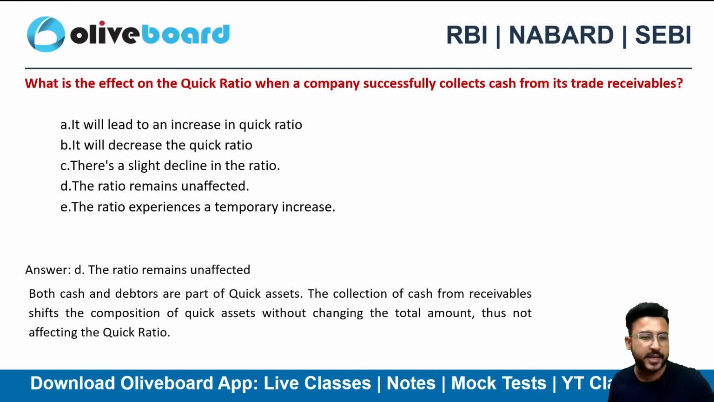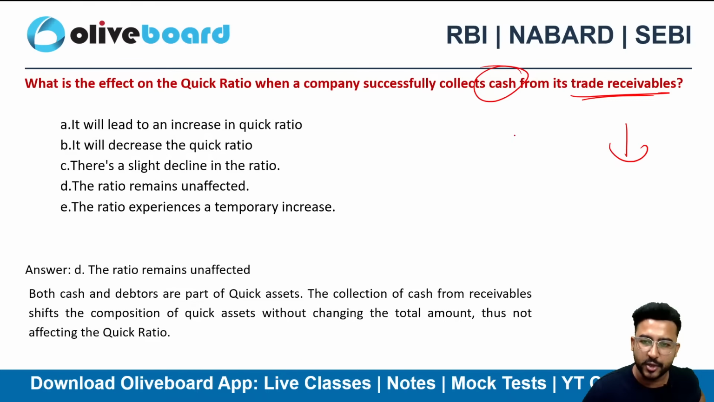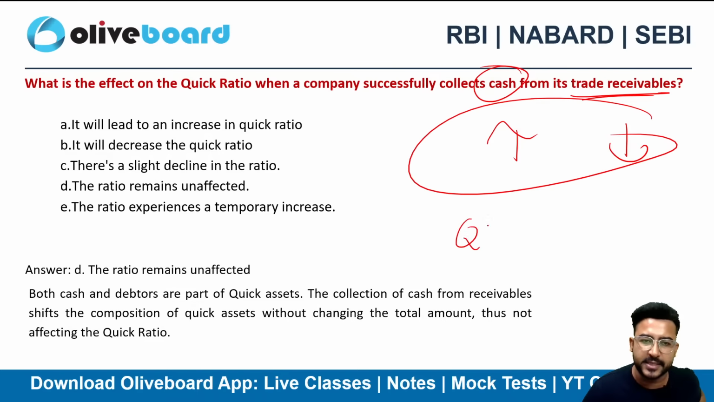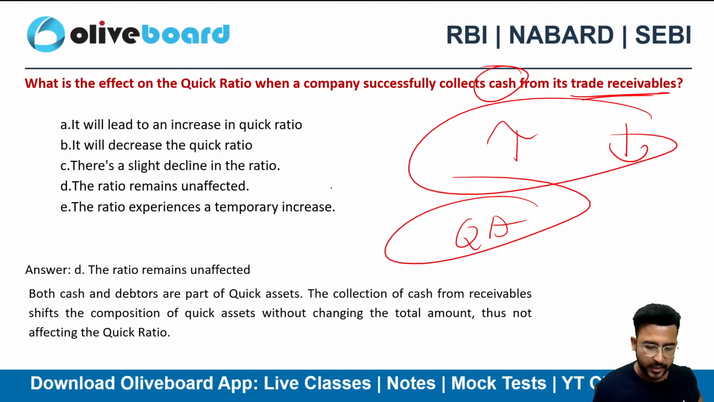Here the correct choice, the ratio will remain unaffected. Why? Because if you are receiving cash from your trade receivables, the receivables are going down and your cash is going up. They both are quick assets only. So it won't hamper the ratio as a whole. Okay.